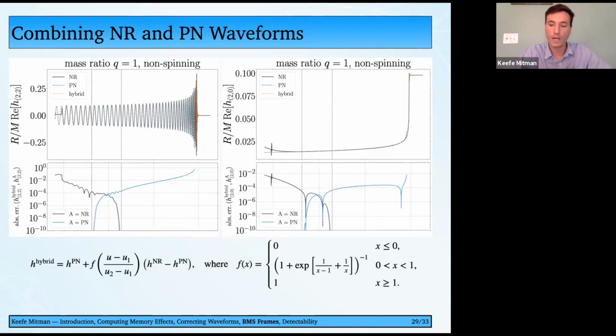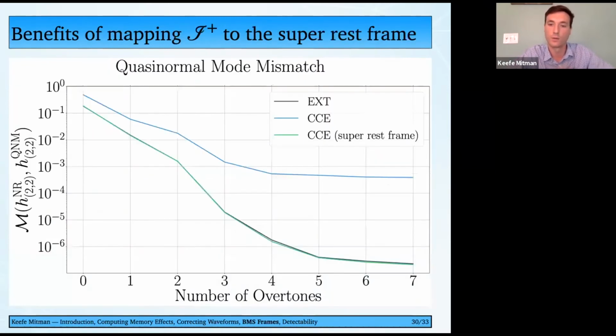Okay, and then last, I'll just mention what we see with QNMs. So here I'm showing the mismatch between the 2-2 mode of an NR waveform and a QNM model versus the number of overtones, where these overtones are additional frequencies that come into play and allow you to more accurately fit the QNM model to an NR waveform closer to merging.